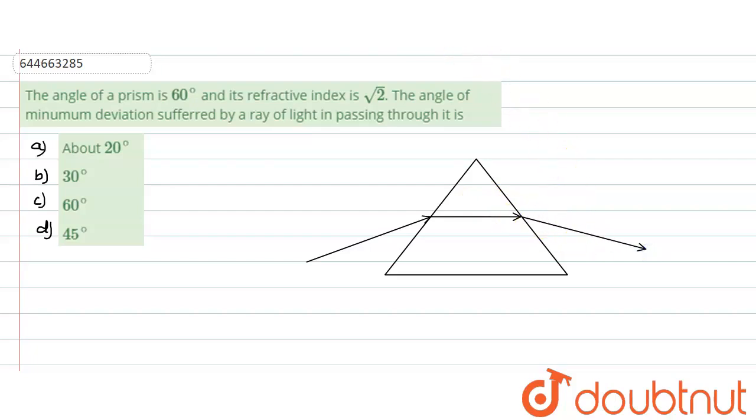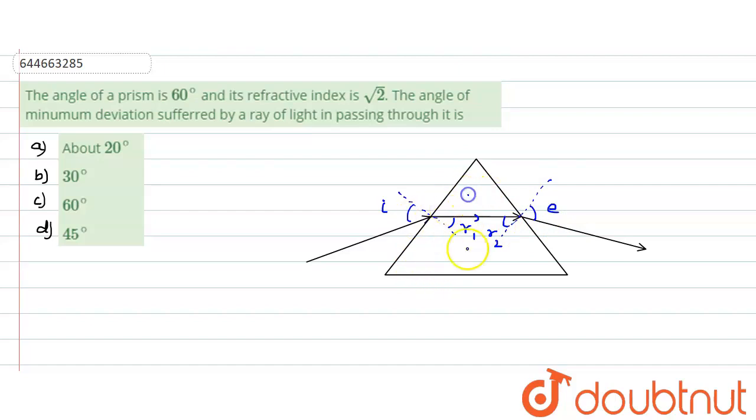So this is our angle of incidence, let's say i. This would be our angle of refraction, let's say r1, and this would be the angle of incidence on the second face, so we can just say this to be r2. We just take the angles inside the prism as r1 and r2, and this would be the angle of emergence. So at the time of minimum deviation, this would become parallel.